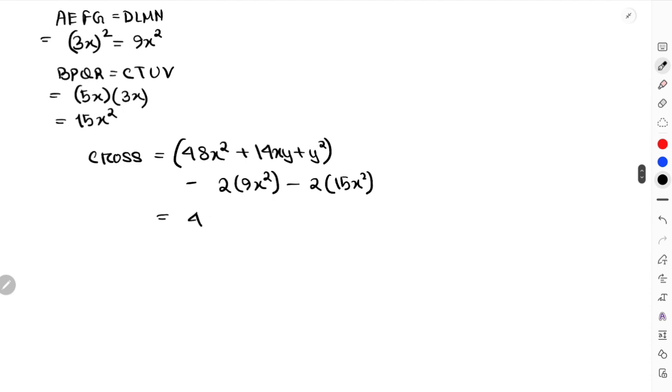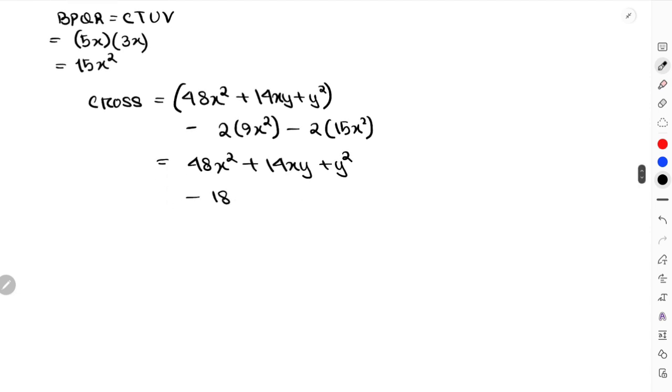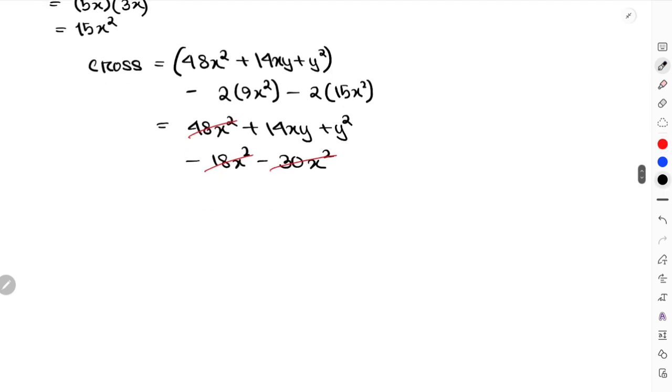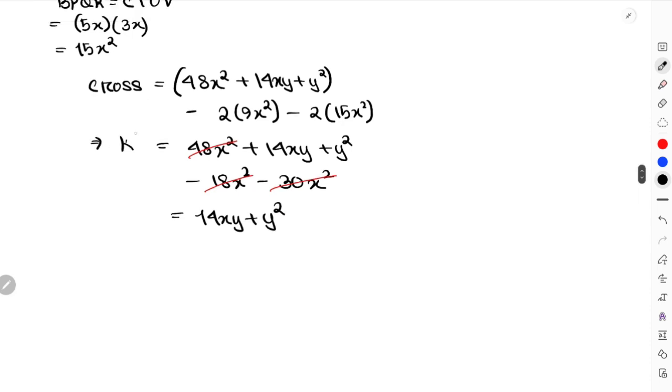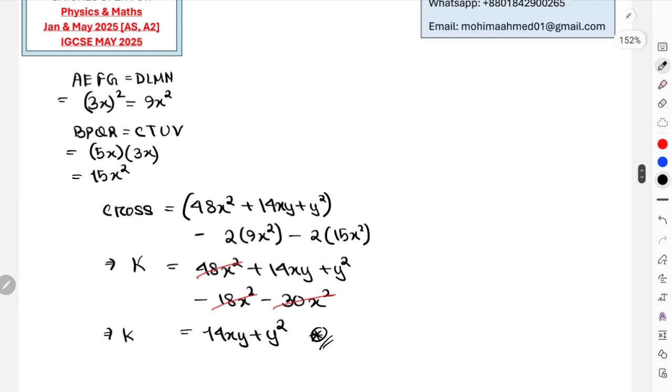Which is going to be 48x square plus 14xy plus y square, minus 18x square and 30x square, which is obviously 48x square, which we can understand. So they will be cancelled out together, and at the end you are going to have 14xy plus y square, and this was equivalent to k, right? We proved this clearly. This was for part B only.